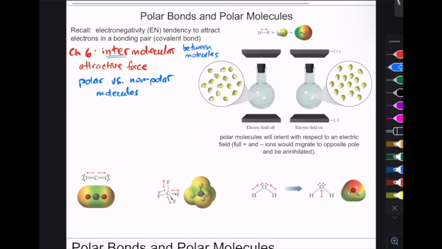This can have an impact on the physical and chemical properties of molecules. In particular, what we're going to look at today is boiling point and melting point. We can think of those as the same thing. Of course, they're talking about two different phase transitions. So, boiling point and melting point.